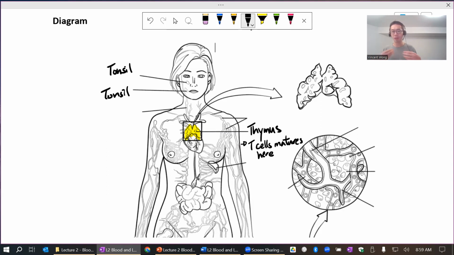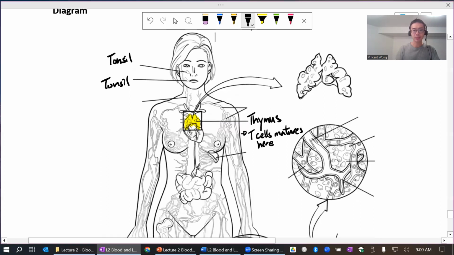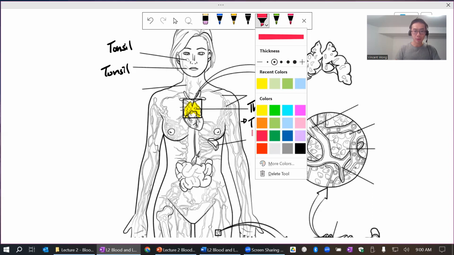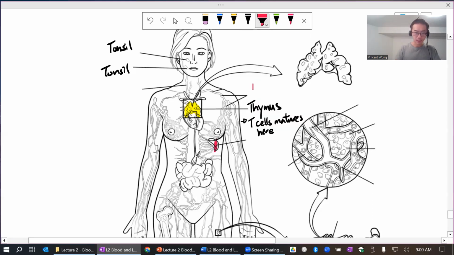Do not confuse the thymus with the thyroid. Thyroid is the one that gets big when, say, you don't have enough iodine. Thymus is a lymphatic organ where the T cells mature and get activated. More on that in the PowerPoint later. How about this little guy? What is this? That's a terrible coloring job. What is this? This is behind your stomach, very small.